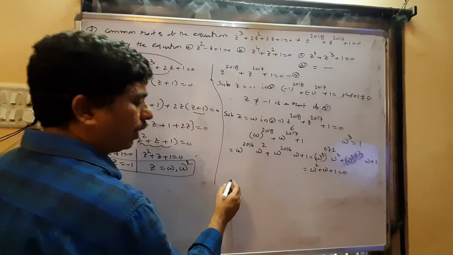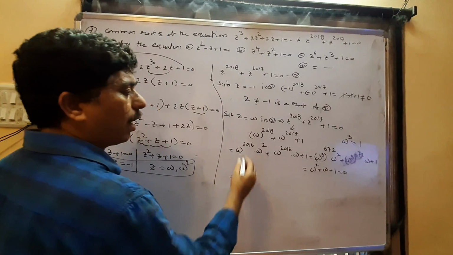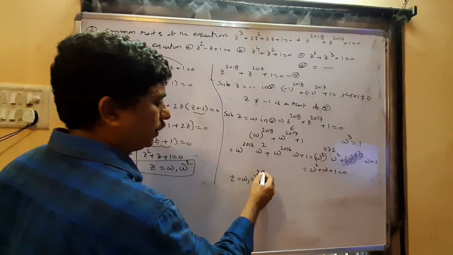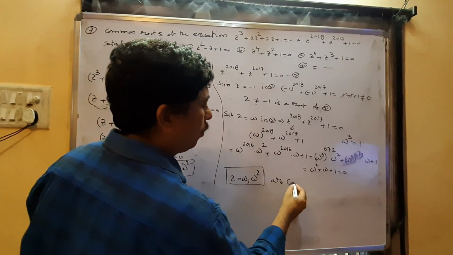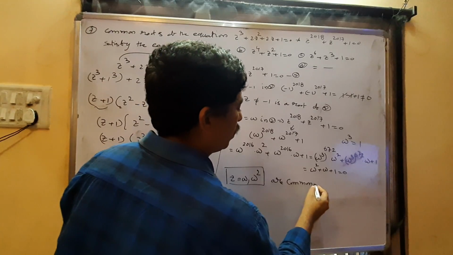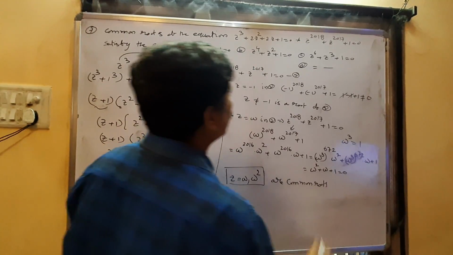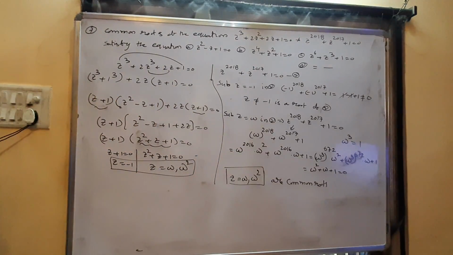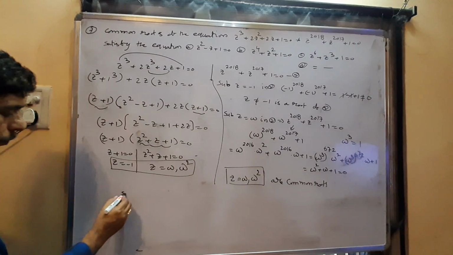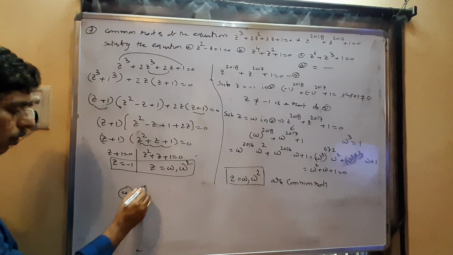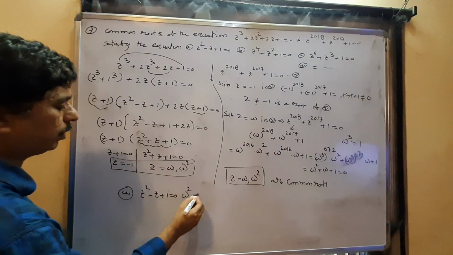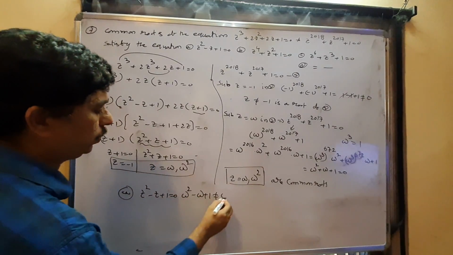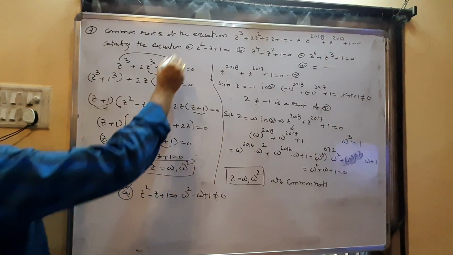So z = omega satisfies, and similarly omega square also satisfies. So z = omega, omega square are the common roots. Substitute omega, omega square in option A, z^2 - z + 1 = 0: omega^2 - omega + 1 is not equal to 0. So option A is not correct.